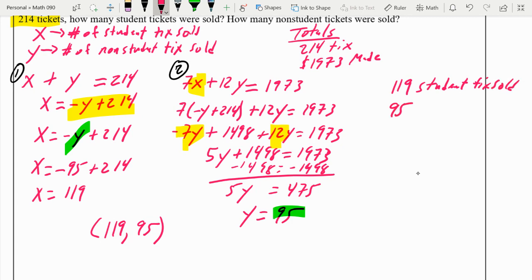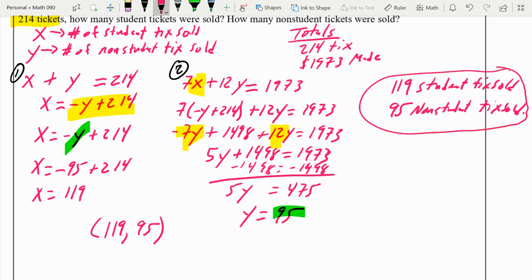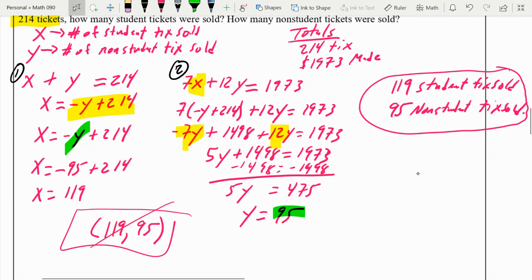And there were 95 non-student tickets sold. All right, this is what we're going to be looking for. That's what we're looking for. I'm not looking for this mess right here. It's not wrong, but this is much better.